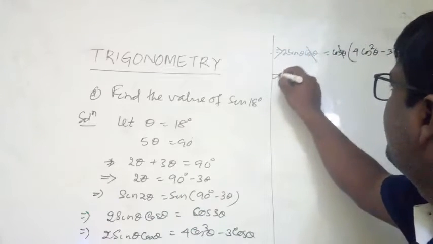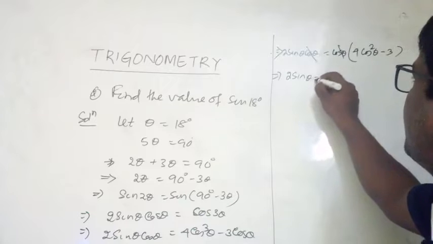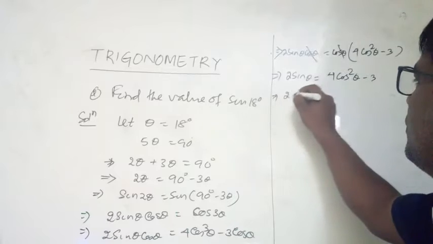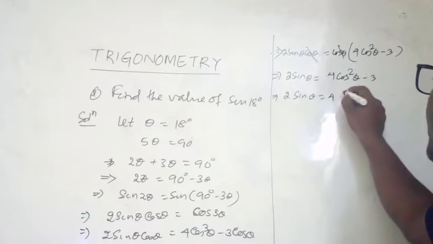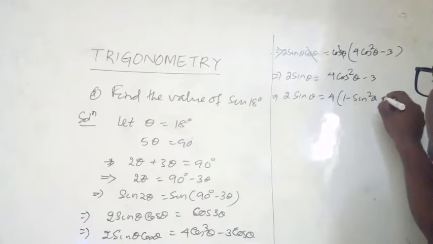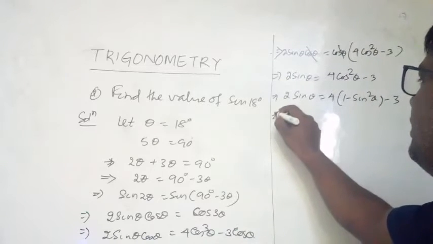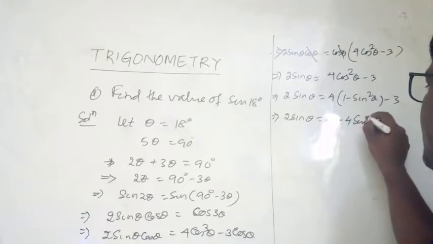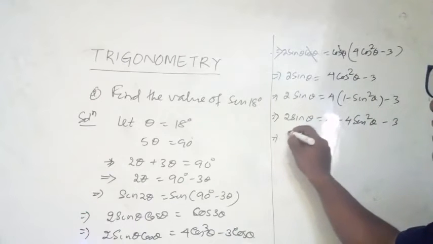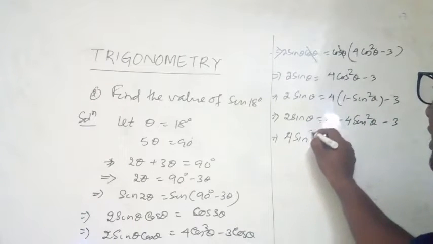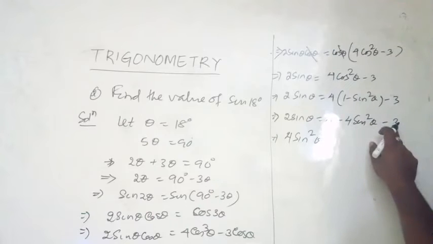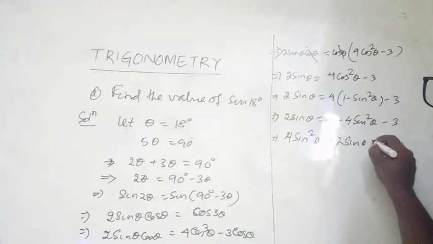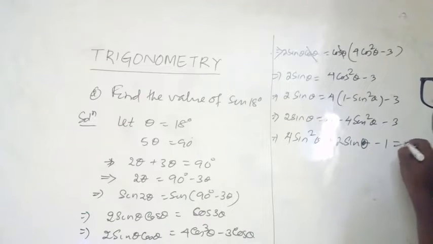This implies 2 sin theta is equal to 4 cos square theta minus 3, and this is equal to 2 sin theta is equal to 4 into 1 minus sin square theta minus 3. This implies 2 sin theta is equal to 4 minus 4 sin square theta minus 3. So this gives 4 sin square theta plus 2 sin theta minus 1 is equal to 0.